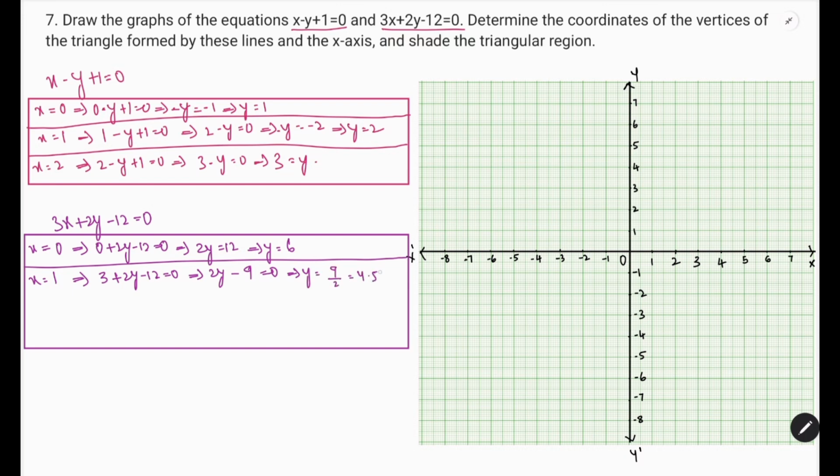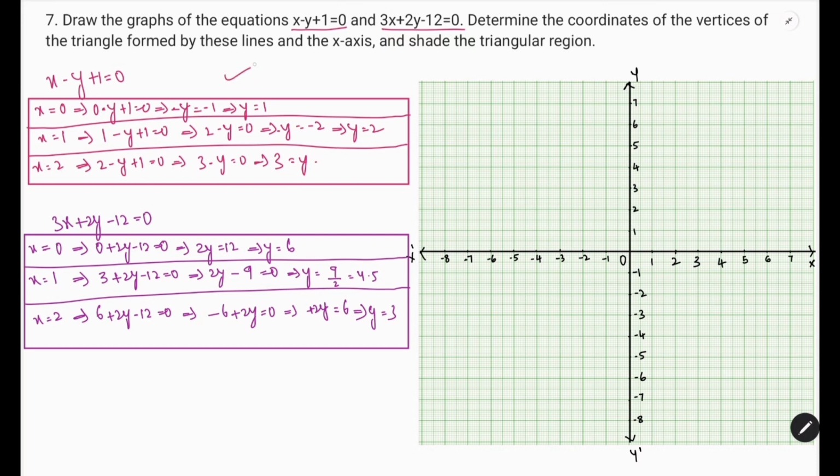It is 4.5. If you take x equal to 2, then 3 into 2 is 6 plus 2y minus 12 equal to 0. So here 6 minus 12 is minus 6 plus 2y equal to 0. Take 6 to the right side, 2y equal to 6, y equal to 6 by 2, it is 3. Now let us represent these values on a graph.